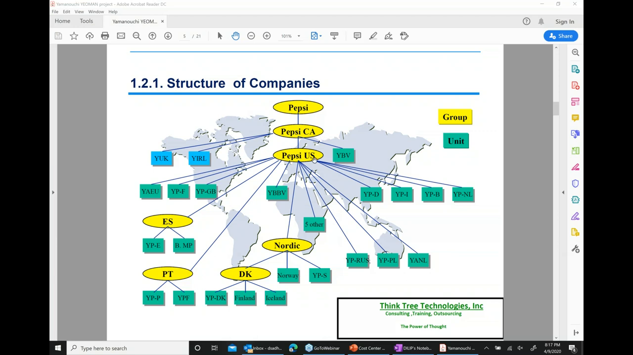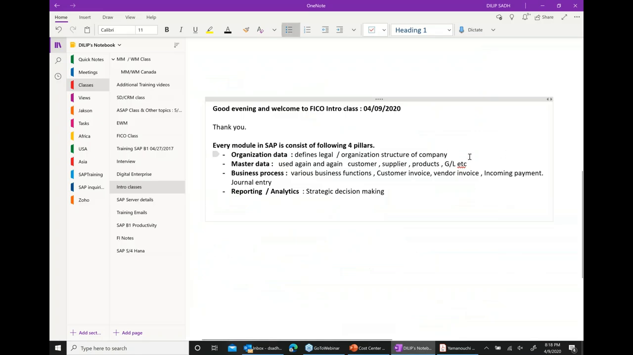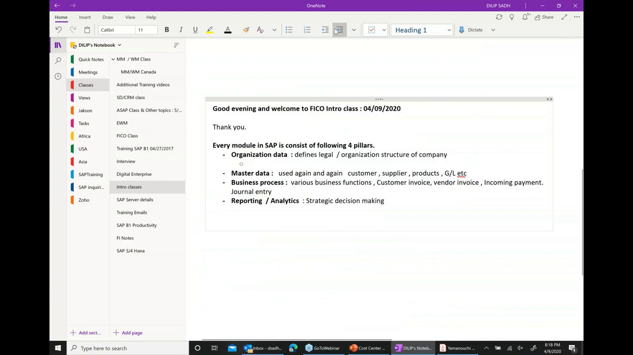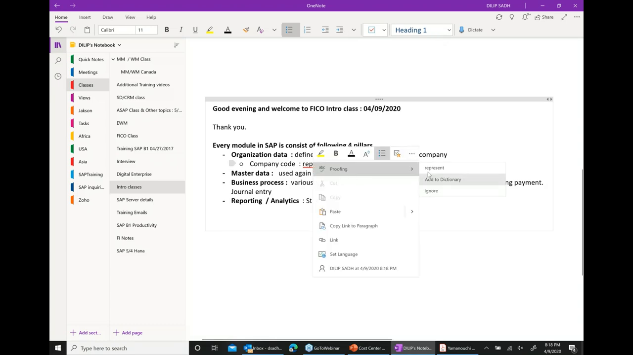You have Pepsi Canada, you have Pepsi US, and you have this plant and this store, this warehouse, this group, this unit, this distribution center. They're all hierarchically connected. And within Pepsi, you can have many companies. So what we have in SAP, when we talk about organization data, there's something called company code. Company code represents, make a note, a legal entity.